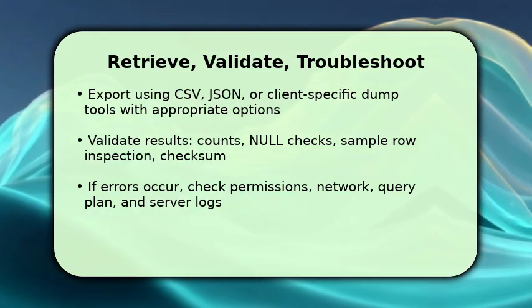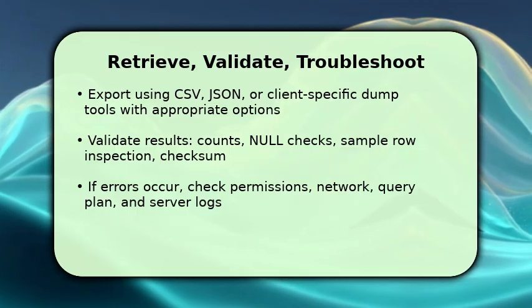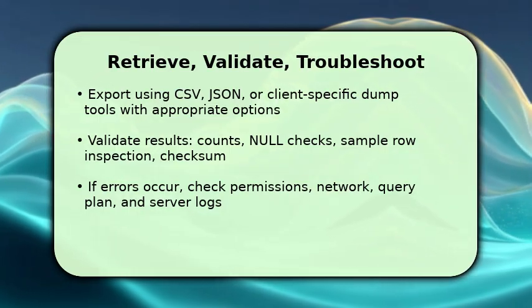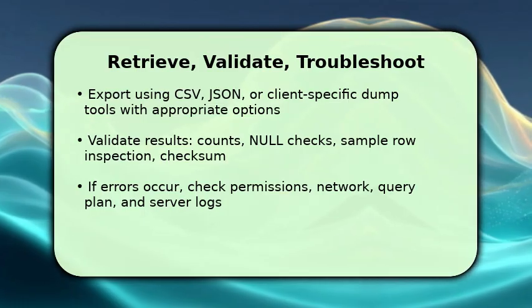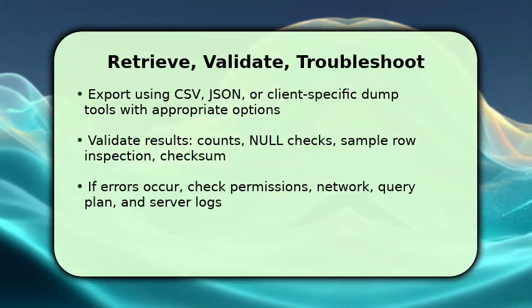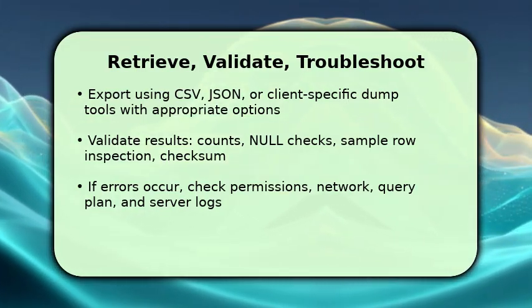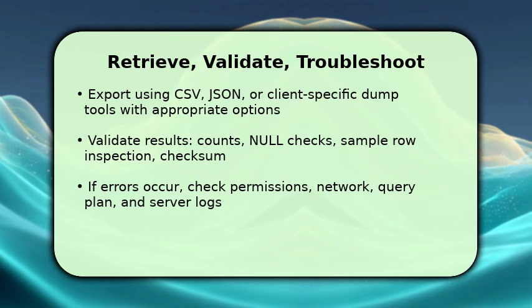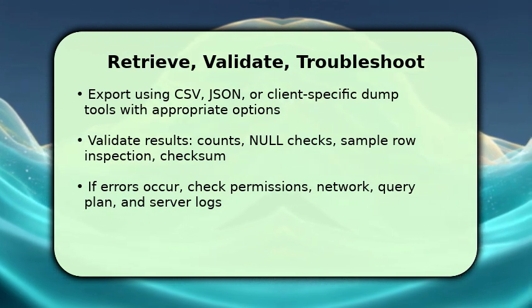If you hit errors, first confirm permissions and network stability, then run the query with explain to find plan issues and inspect server logs for timeouts or resource limits. Finally, iterate, adjust limits or add indexes, then rerun and validate until results match expectations.